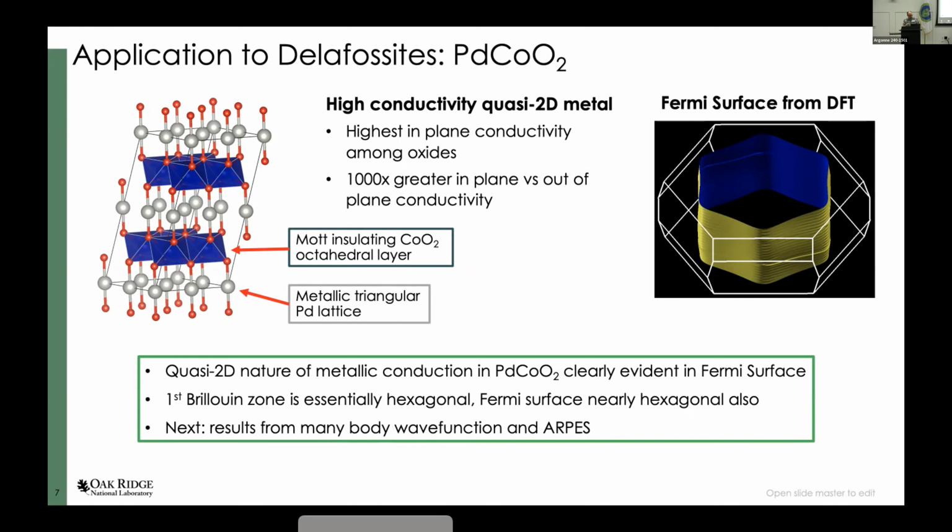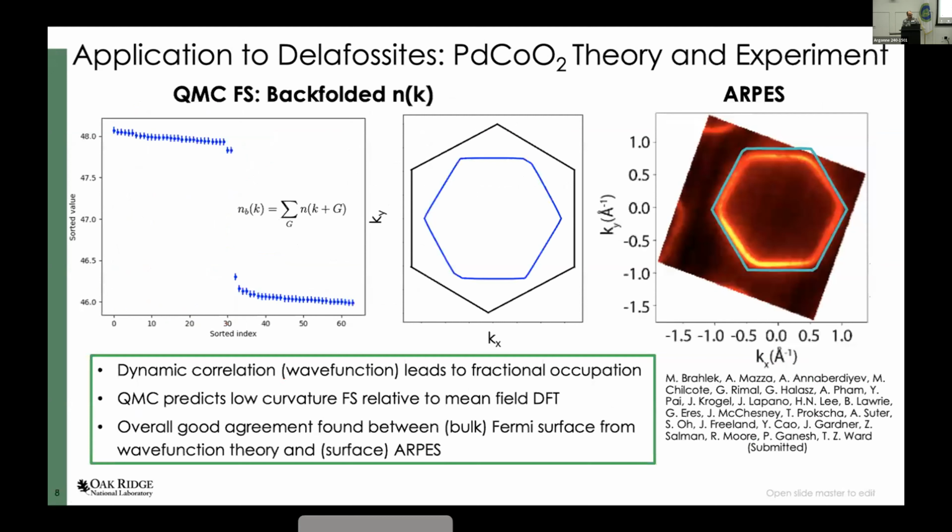So next I'll show results from our many-body wave function, and I'll compare with ARPES. So again, this is sorted by index. This is what you get for that backfolded momentum distribution. So this is just sorted. But if you reorganize those different occupations in the Brillouin zone and select a contour value at the middle, so you know you're on the surface, you get this shape. It's a near hexagon. DFT actually gives us a hexagon with some wobbly curvature to it. And if you compare it to ARPES, you actually get something that's very close.